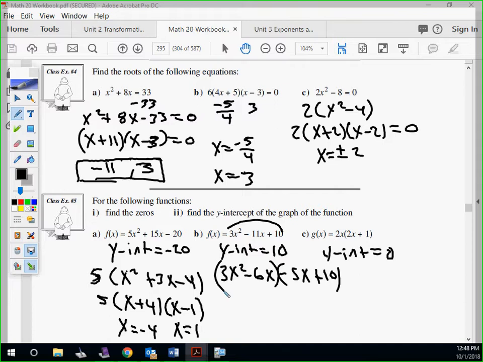Okay, so what just happened if you missed B? This is a decomposition problem. 3 times 10 is 30. Factors of 30 that get me negative 11 is negative 5 times negative 6. That's what we've done so far.